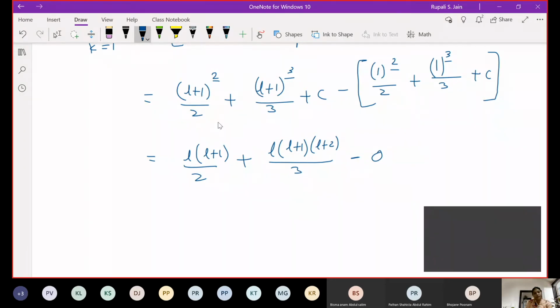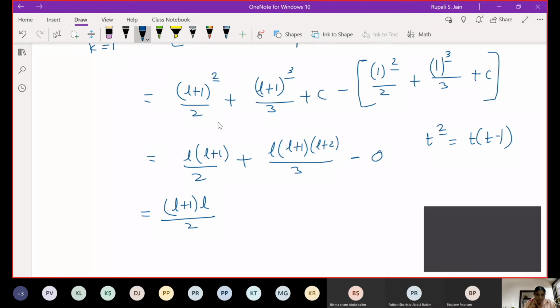t to the 2 falling is what? It is t into (t minus 1). So what should (L plus 1) to the 2 falling be? Not L into (L plus 1). We start from L plus 1 and then keep subtracting 1.